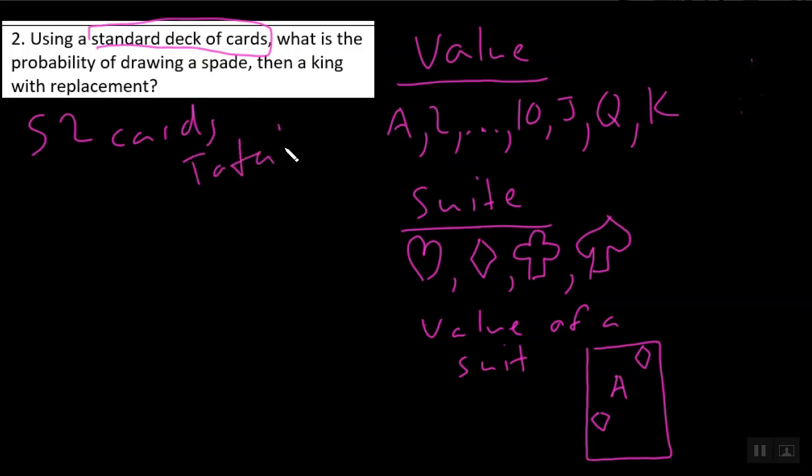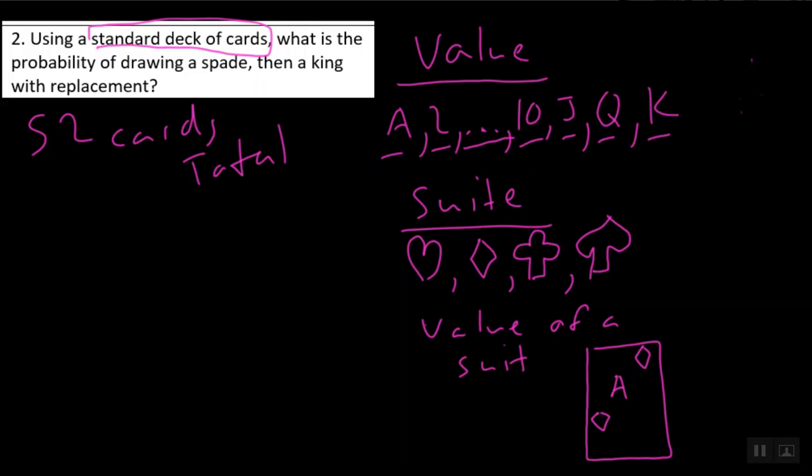Okay, there are 52 cards total. Now, when it comes to a value card, that one's easy. Remember, each card has a value of an ace, a 2, a 3, 4, 5, 6, 7, 8, 9, 10. But then after 10, a lot of students get confused. We then have a jack, a queen, and a king.